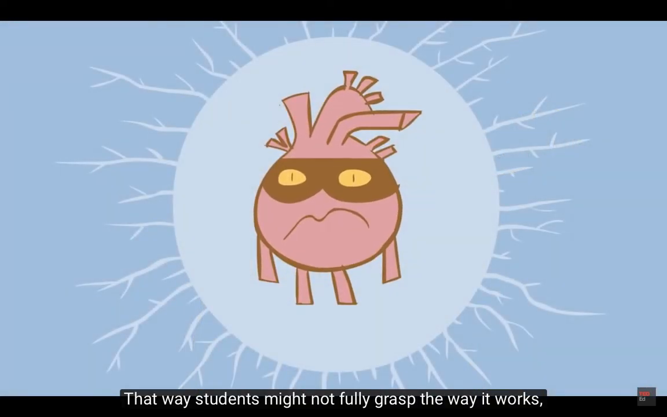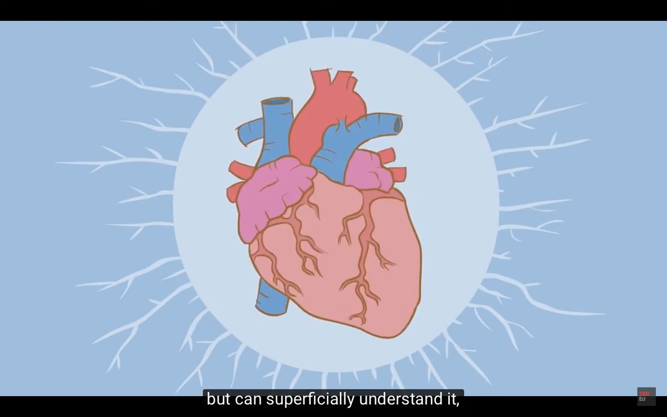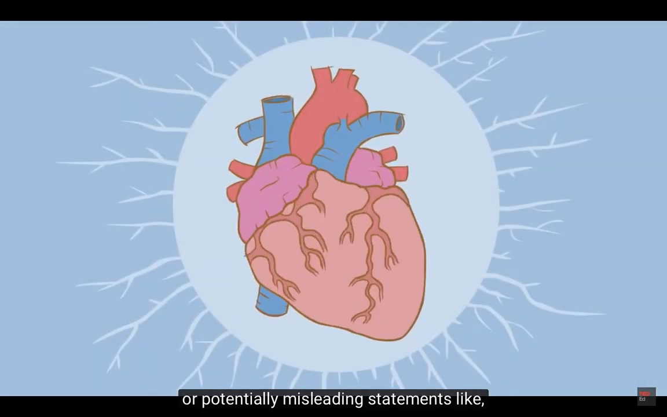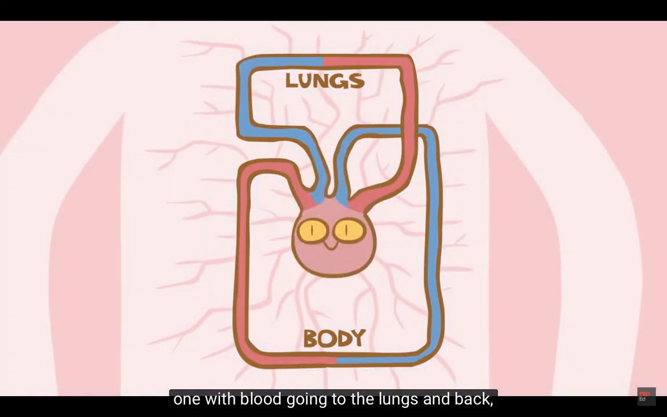That way, students might not fully grasp the way it works, but can superficially understand it, learning such concepts as, the heart is a four-chambered organ, or potentially misleading statements like, mammals have a dual circulation, one with blood going to the lungs and back, and another to the body and back. In reality, mammals have a figure-8 circulation.